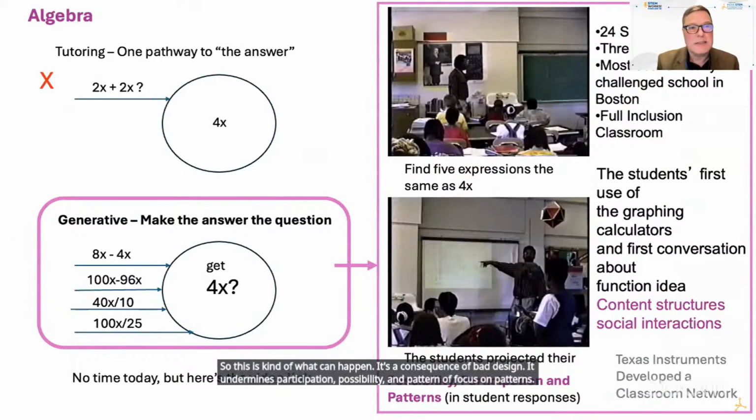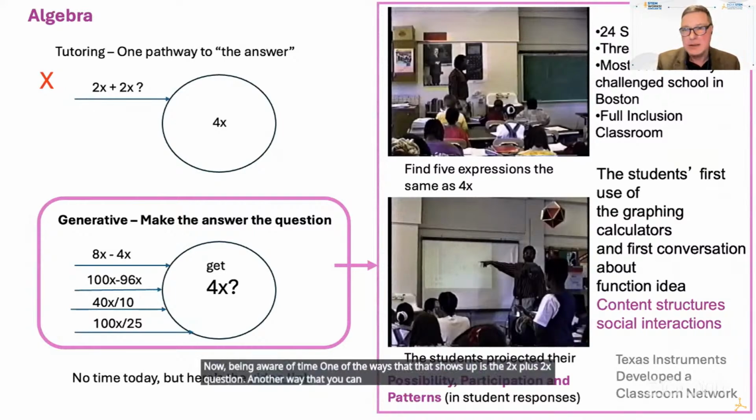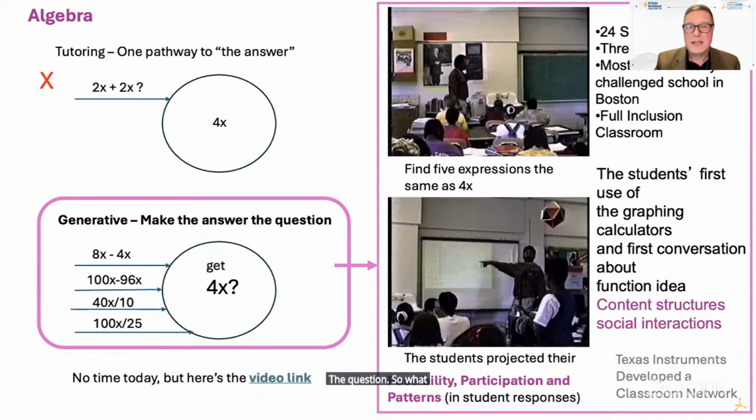Now, being aware of time, one of the ways that shows up is the 2x plus 2x question. Another way that you can do this is to make the answer, in this case 4x, the question. So what do I mean by that? Instead of asking the kids what's 2x plus 2x, they can use a graphing calculator.